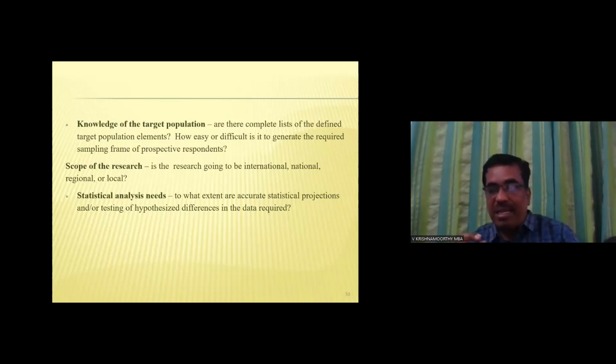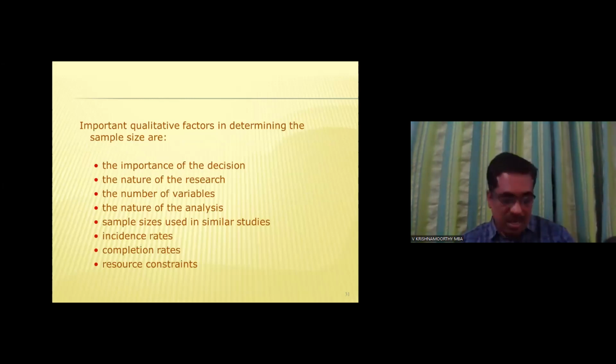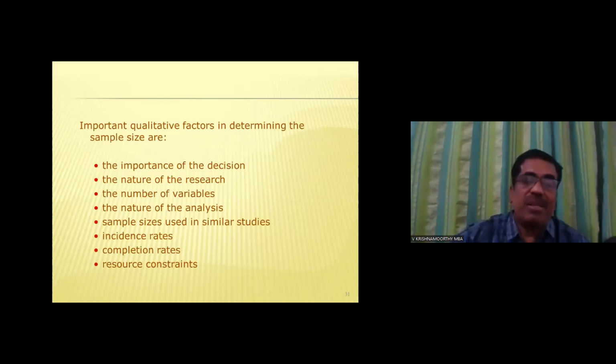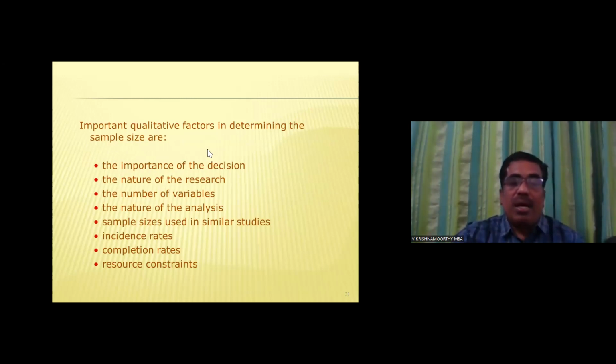Whereas if you have collected data through non-probability sampling method, you cannot expect accuracy and you cannot expect any randomness. Apart from this, these are the various factors. Some other factors are to be considered for determining the sample size. These are the qualitative factors. For example, importance of the decision, nature of the research, number of variables, nature of analysis.